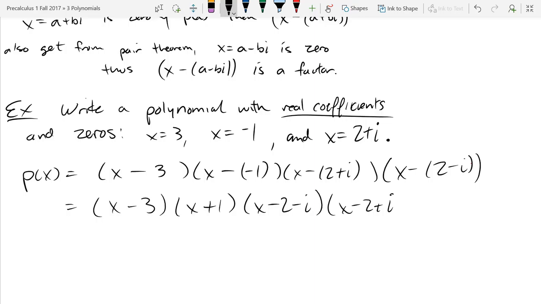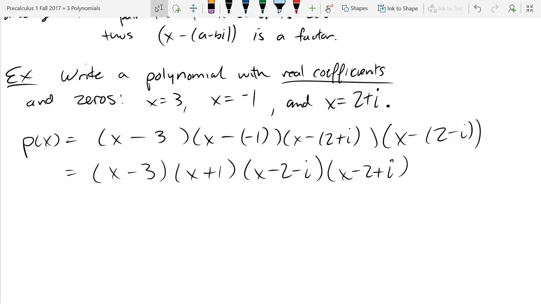You could clean it up a little bit. So you could write it out like that. If you have a lot of time to kill, which hopefully I'm giving you enough homework that you don't, you could superfoil this all together and get a degree 4 polynomial. But that's not terribly exciting to do, so we'll skip that step.